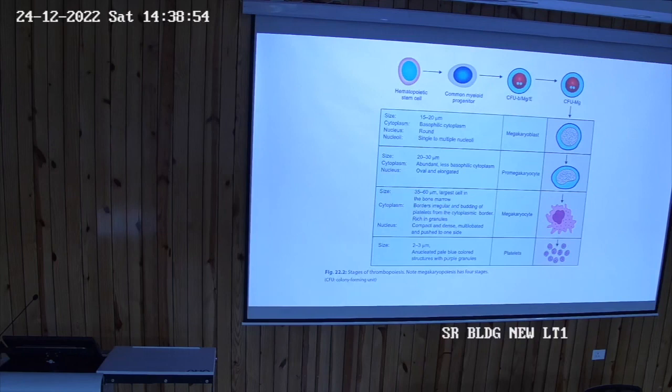If I remember, in the last class I gave you the average lifespan of platelets, that was 10 days. If the average is 10, the range should be 8 to 12 days. In all the counts we have a range and we have an average. So your concept should be clear, whether the range or the average is asked. The average lifespan of platelet is 10, and the range is between 8 to 12 days.